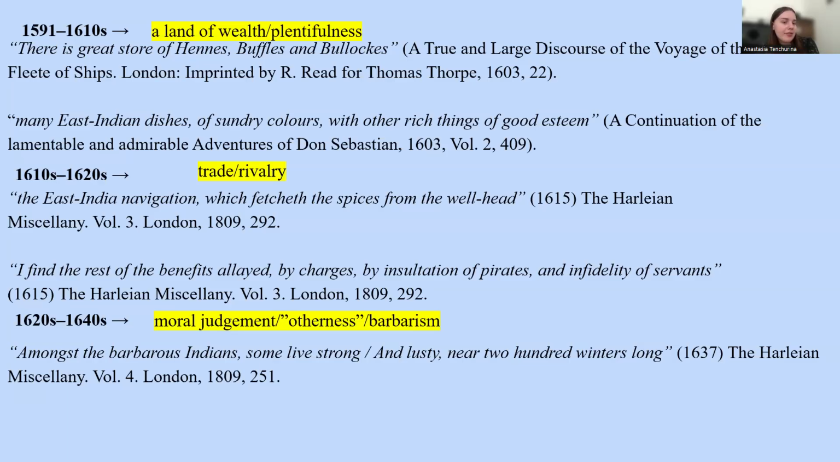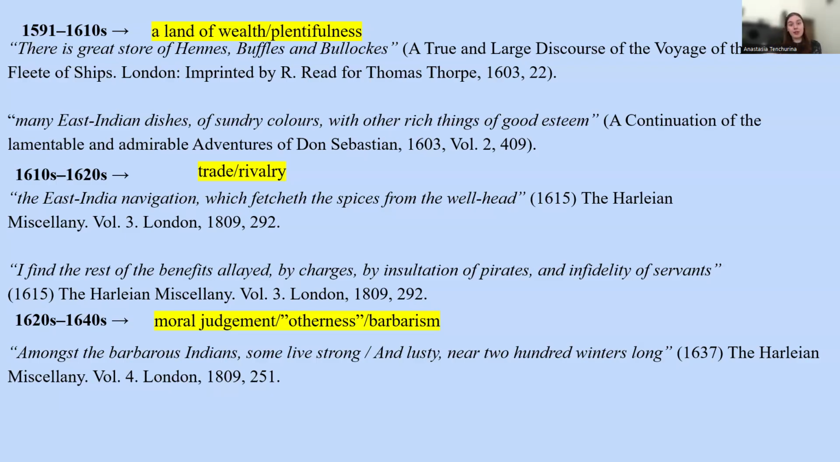But by 1615, the language of trade becomes much clearer. So we can see here the phrase "East Indian navigation, which fetches the spices from the wellhead." It's particularly striking. So coming from the original source, and here India is already imagined as the source, the wellhead from which spices, commodities are drawn. And you can see the already commercialized nature of this metaphor, but also almost geographical. India is the origin point of wealth and certain value.